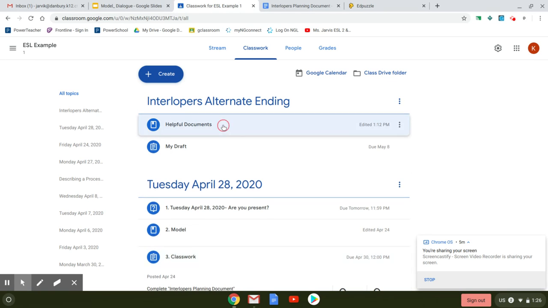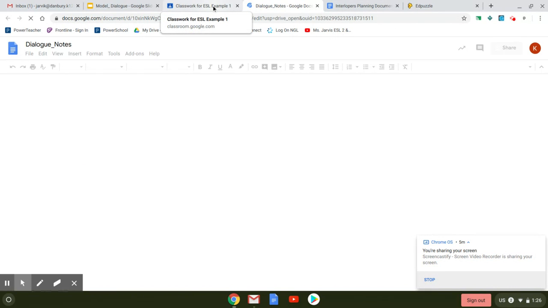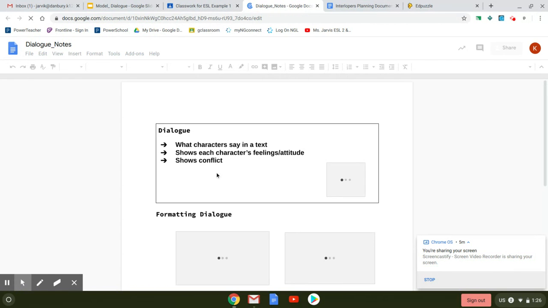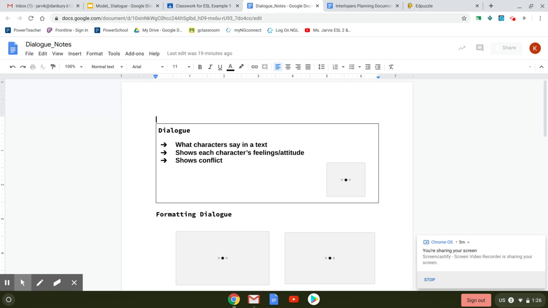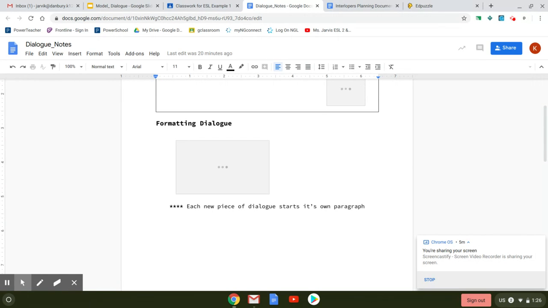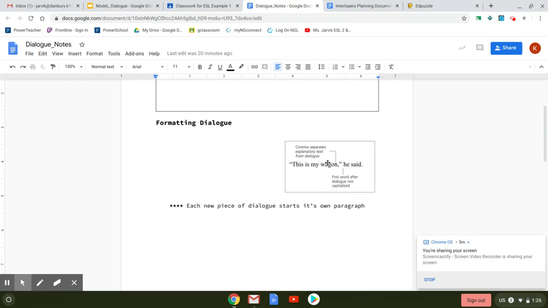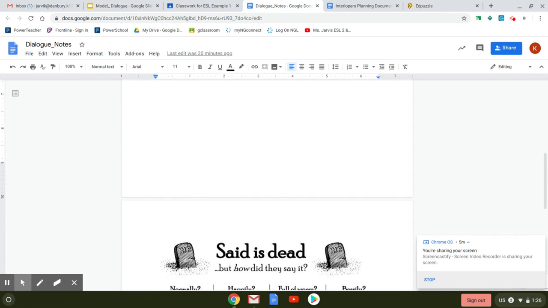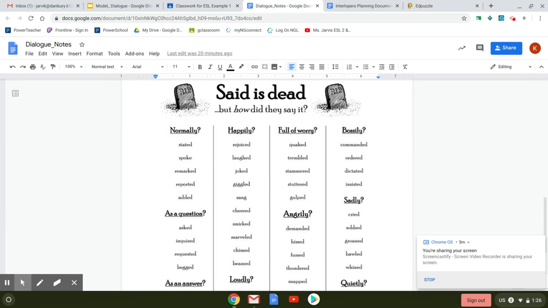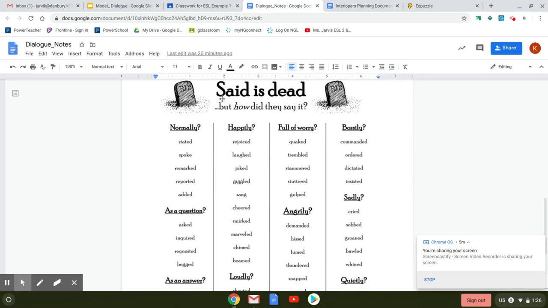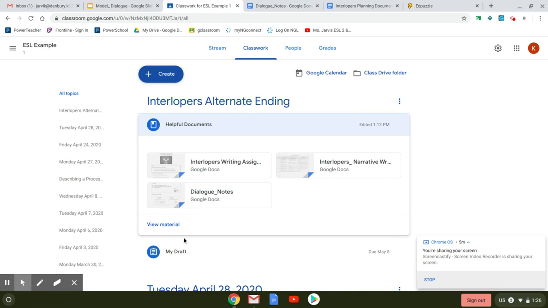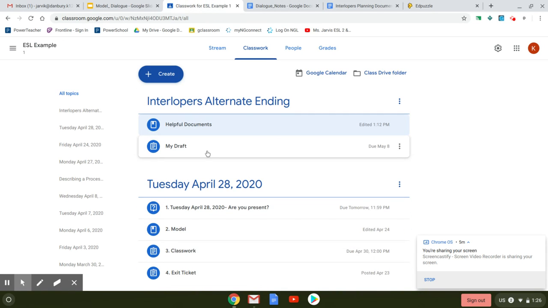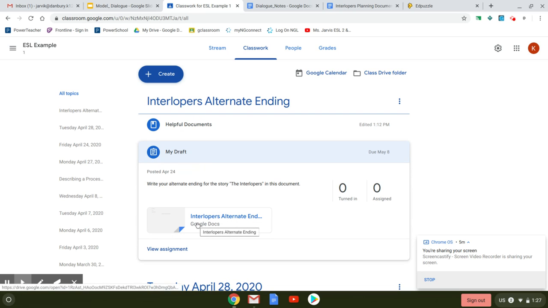So another helpful document that you might want to have is the dialogue notes. So that's everything that I put in this PowerPoint so that you're able to be successful when formatting and when using other words than said. So you'll notice here it has the examples that we looked at once it loads for how to format the dialogue. So you can refer back to that. And then on the second page, that's where the "said is dead" page is. So you can use these words in your dialogue. And of course, the last thing you need is your draft because that's where you're going to be writing. So you're going to open up that draft, which you should have here.